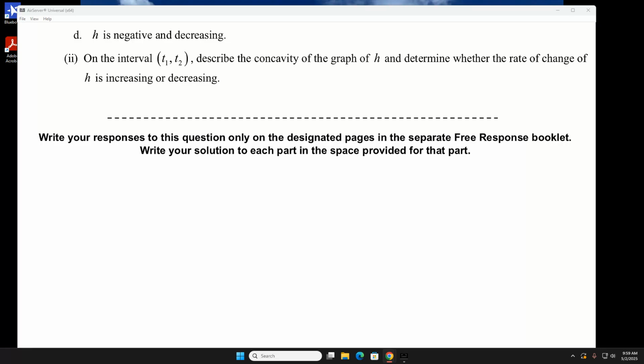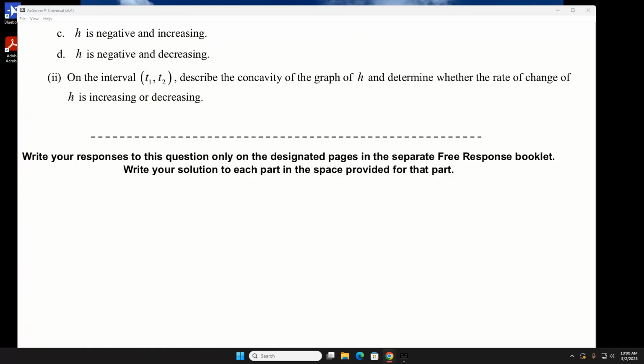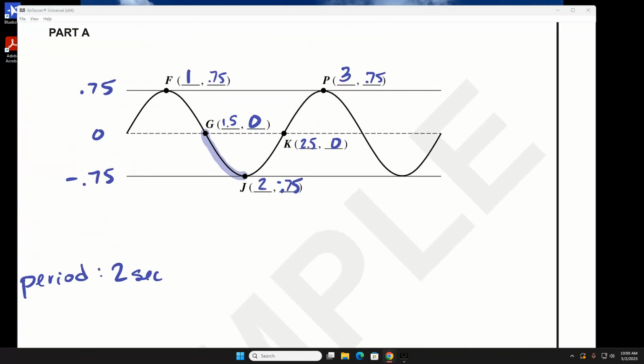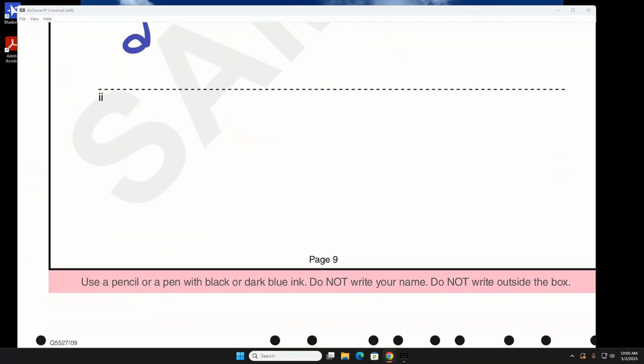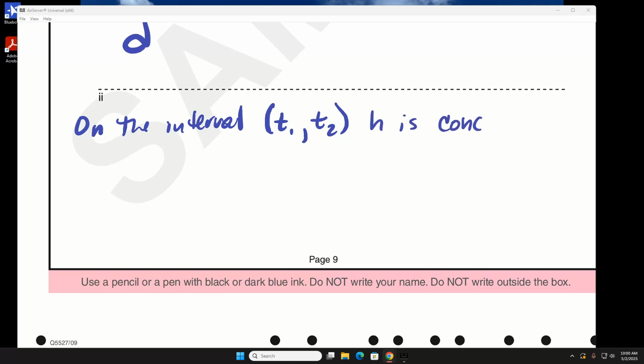So we have to do 2 things. So we're looking at that same section. How would you describe the concavity in that section? Concave up. Okay, so let's start with that. And we're going to write a lot of words, and we're going to quote the problem. So I would start off just saying on the interval T1 to T2, H is concave up. But you're not done.